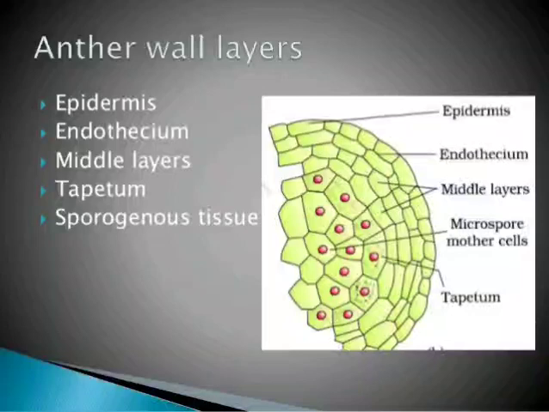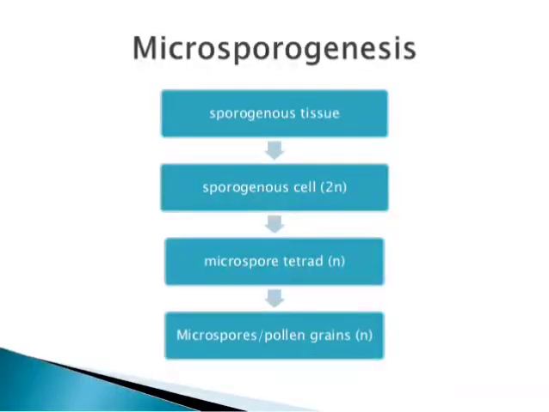We know that the process of microsporogenesis takes place in the pollen chamber, and in the pollen chamber the innermost layer is sporogenous tissue, which is supplemented by tapetum cells. And after the process of microsporogenesis, the result which is formed is the pollen grains, the microspores which develop into pollen grains.